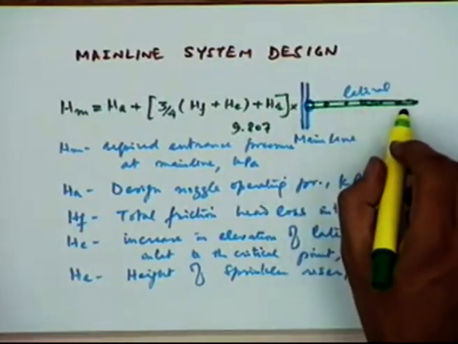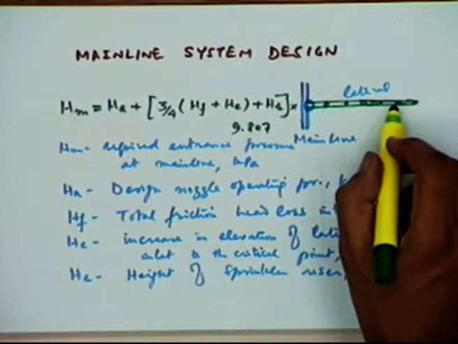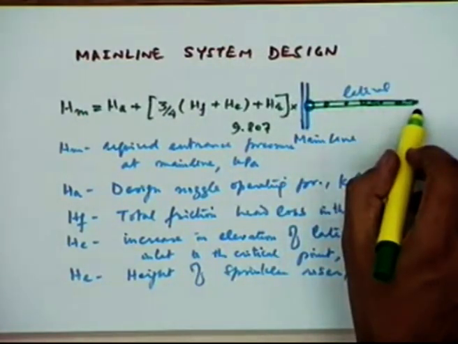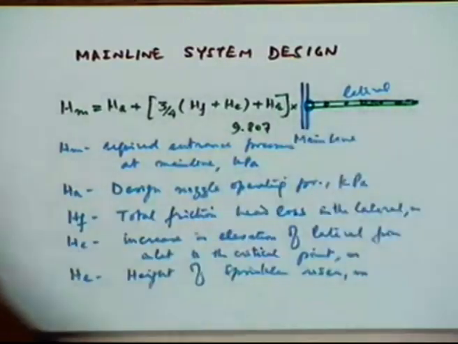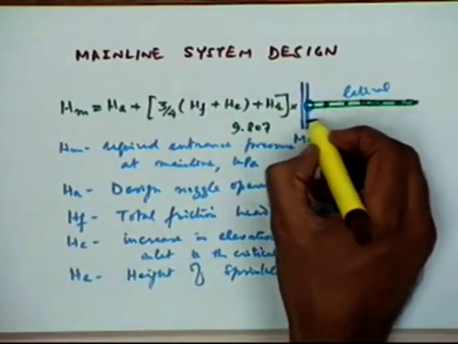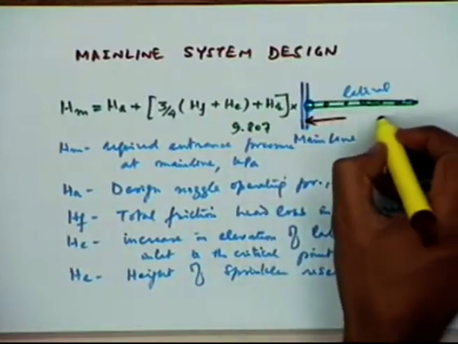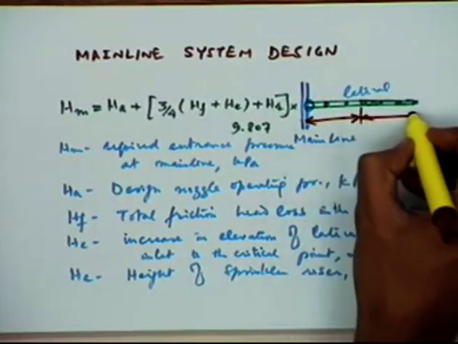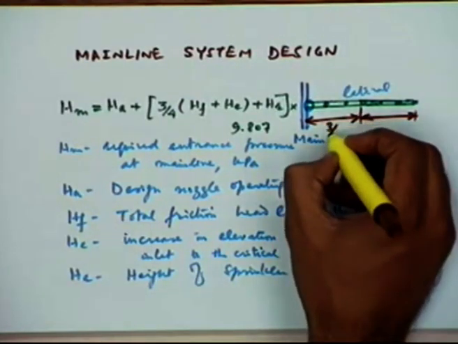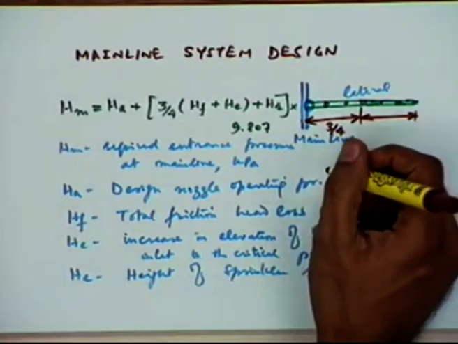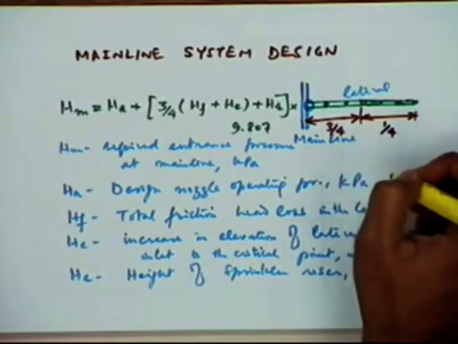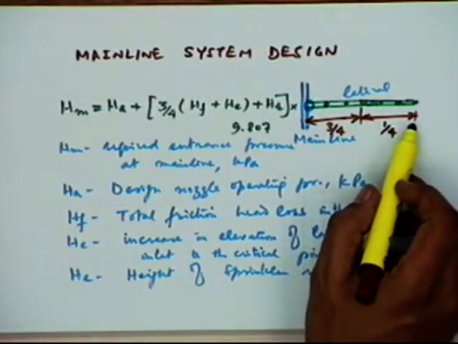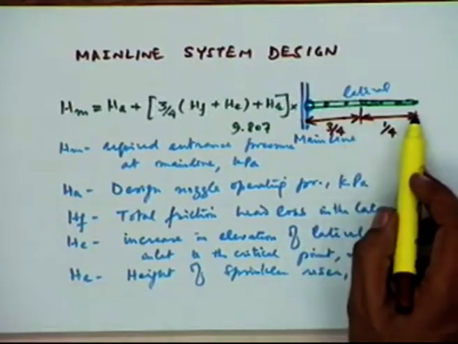Whereas in this case, since the discharge is varying, since the pressure is varying throughout the length of the lateral, it has been seen that if you take this total length and the first half of the length of the lateral, 3/4 of the head loss will take place in the first half, and only 1/4 of the head loss will be taking place in the subsequent half of the pipe.